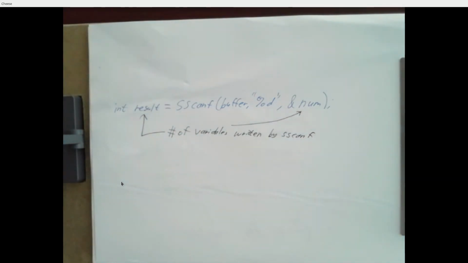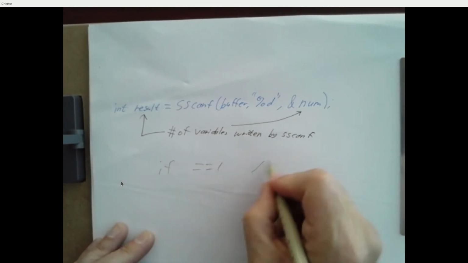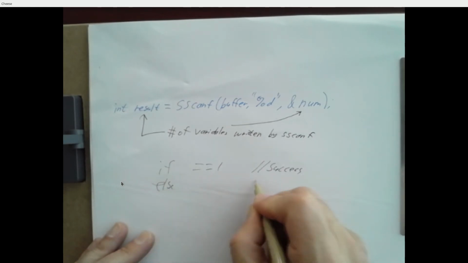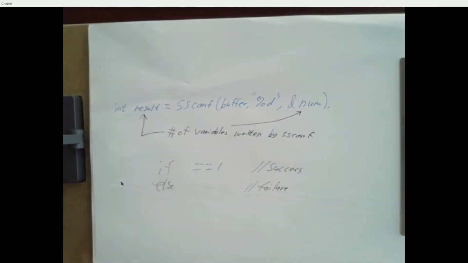So our condition should be if it's equal to 1, success, else failure. And that's subtle but important. Don't start saying if it's equal to 0, it's failure, okay? Because it could be -1 and fail also. So if it's equal to 1, it's success. If it's not equal to 1, it's a failure. And that's the only comparison you should do.